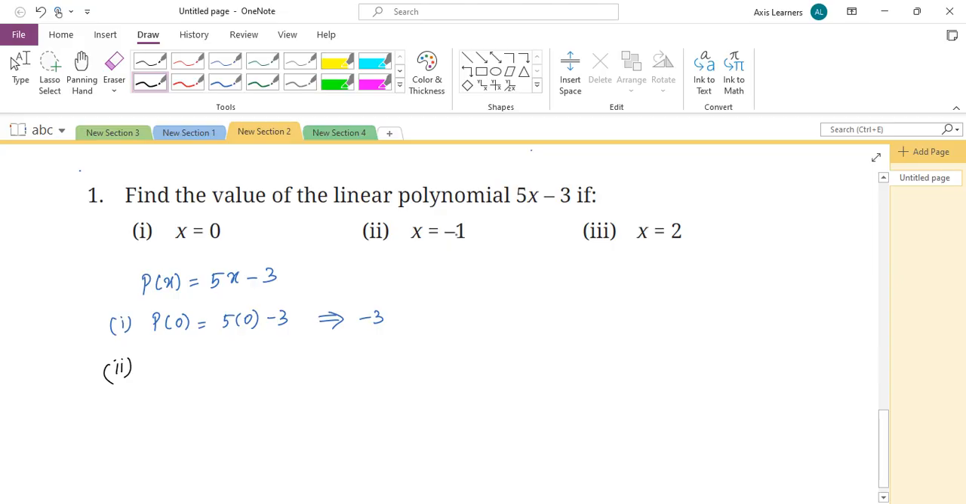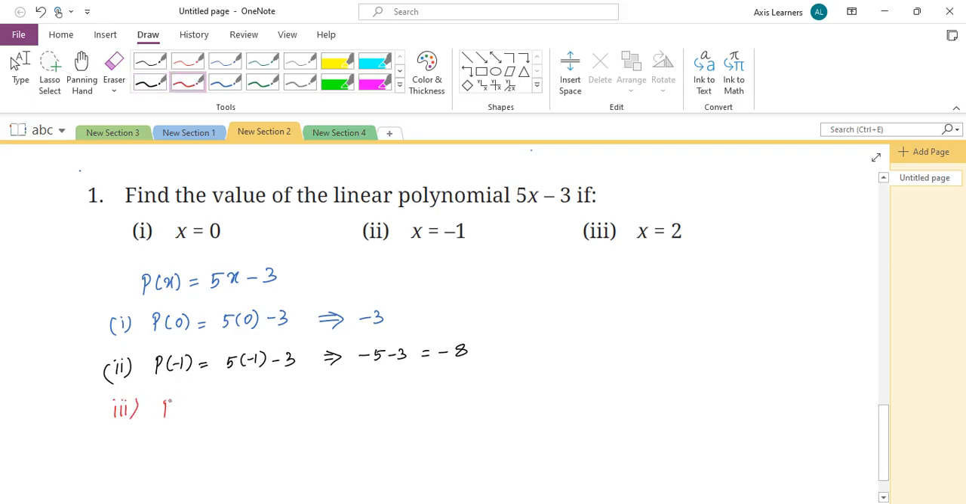Second one, we need to substitute x is equal to minus 1. So p of minus 1 is equal to 5 into minus 1 minus 3. 5 into minus 1 is minus 5, minus 5 minus 3. So minus 5 minus 3 is equal to minus 8. Okay, we'll do the third one now.